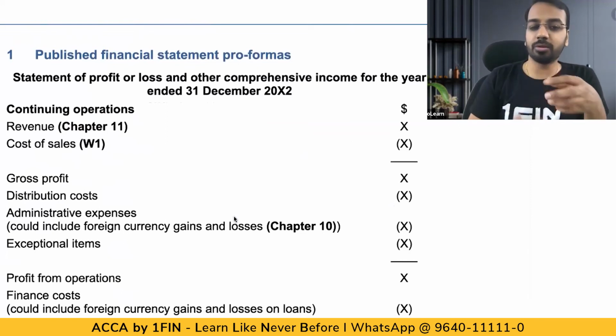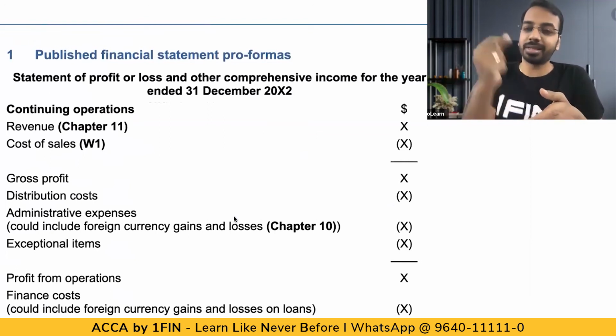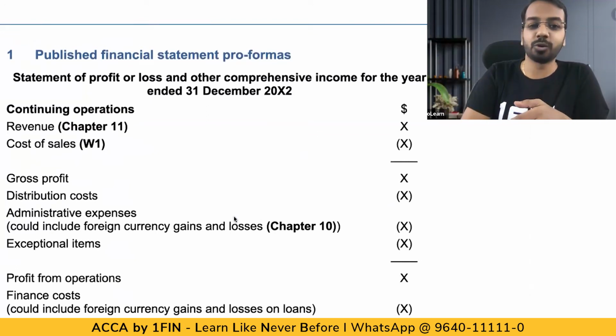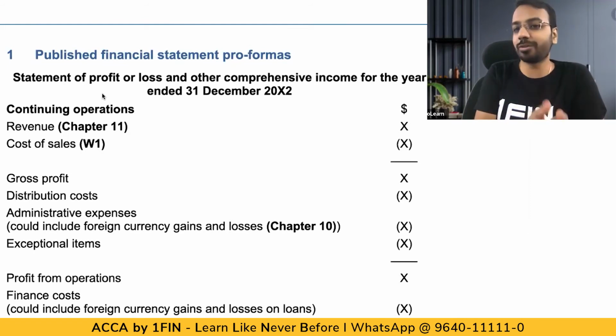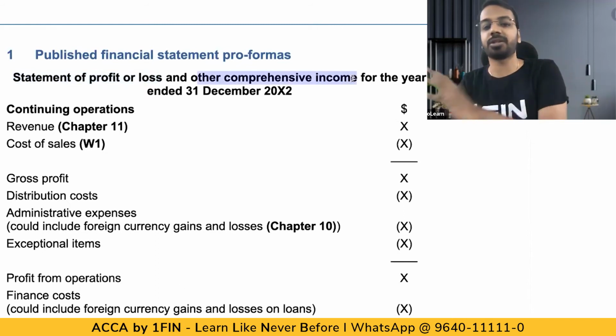Try to read them so that once you read them, you get a habit of, okay, this item I have learned here, this item is there in this chapter. So we'll first have a look at what is the pro forma or the format of a published financial statement. The first one we have is the statement of profit or loss and other comprehensive income for the year ended 31st December of year 2.